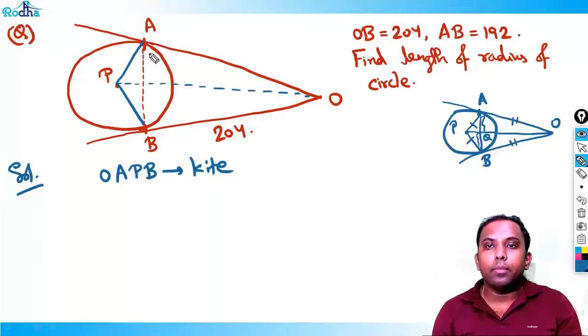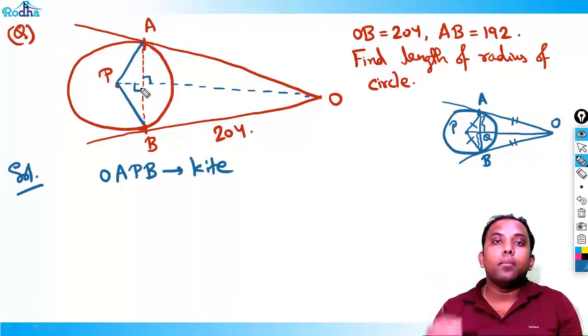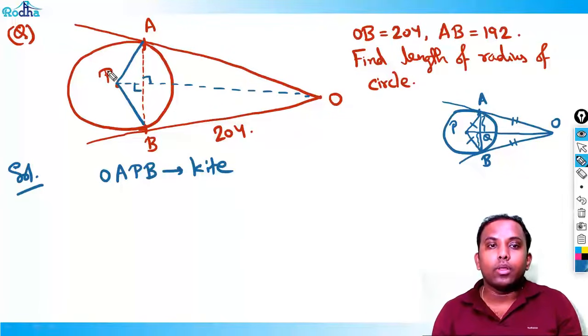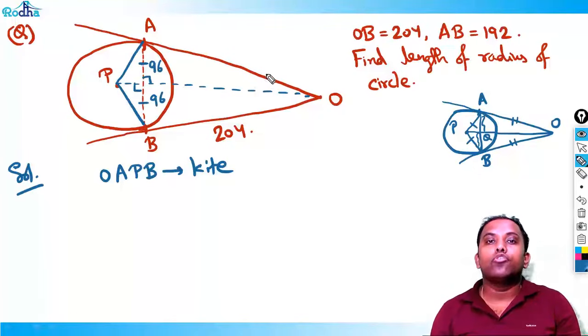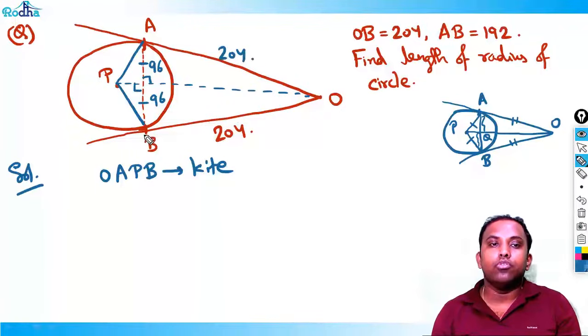If AB is 192, we just studied that the longer diagonal bisects the shorter diagonal at 90 degrees. This is a property of a kite. Bisect means these two parts will be equal. So if the whole is 192, half of it will be 96. We also know that from a point, the lengths of both tangents drawn to a circle are equal. That means OB will be equal to OA. So if it is 204, this also becomes 204.